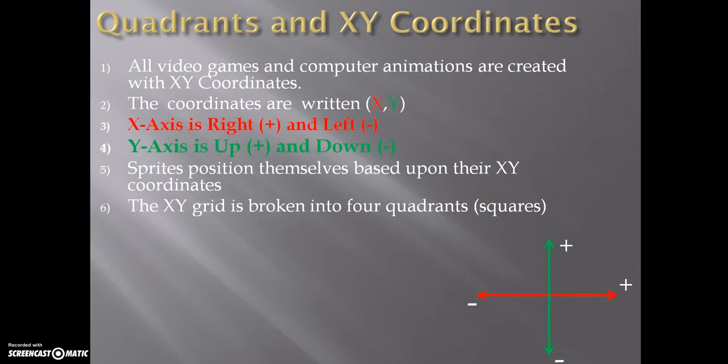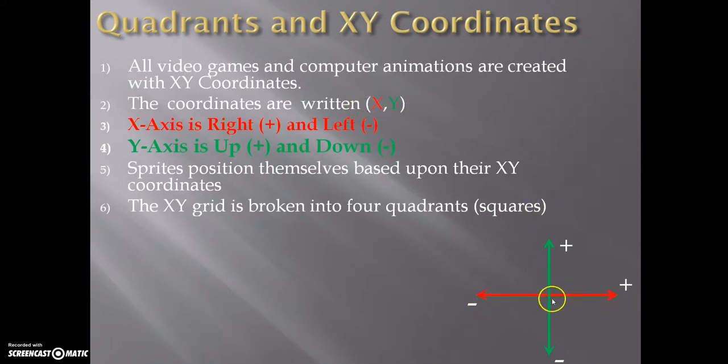At the beginning of the school year, I told you we use a lot of math in programming. Well, here's where some of it's going to start to take place. All video games and computer animations are created with x, y coordinates, and that's pretty much showing you the positions of the sprites or characters. Coordinates are written x, y.